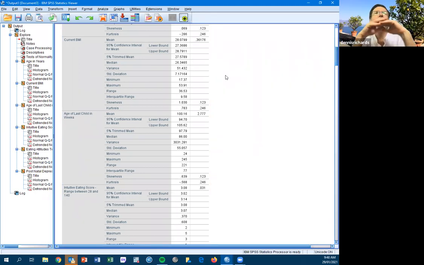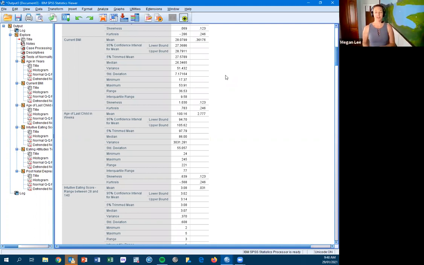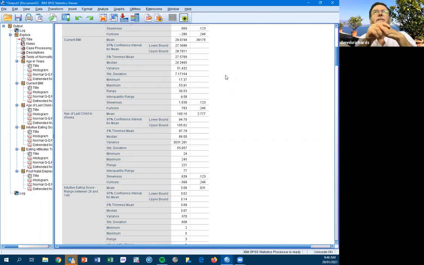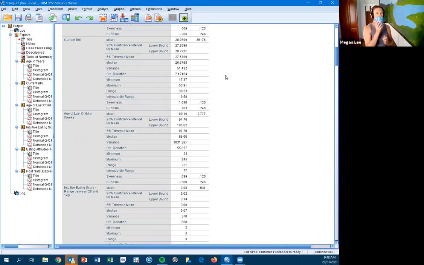But Megan, also on average, the population in general is a bit overweight. Yes, you're absolutely correct. They're overweight or obese. They're actually not too bad. Could be worse. So what's our standard deviation looking like for BMI?